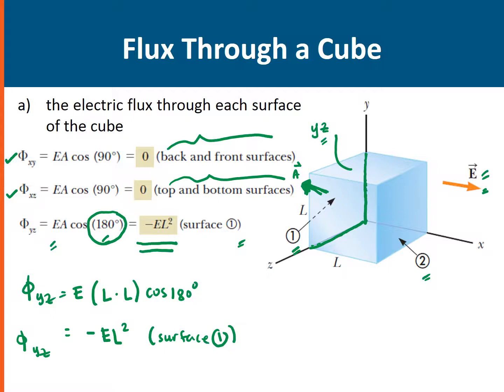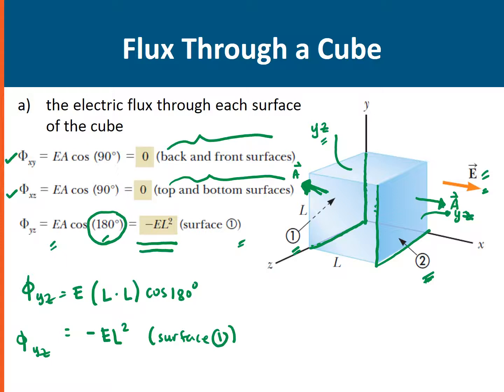And now looking at surface 2, our surface 2 is just this. It is composed of the y and the z axes, so again this is our yz plane. As far as surface 2 is concerned, the area vector is again parallel to the electric field. The area vector always points outward if we are talking about surfaces or objects that are enclosed. So the area vector points outward.